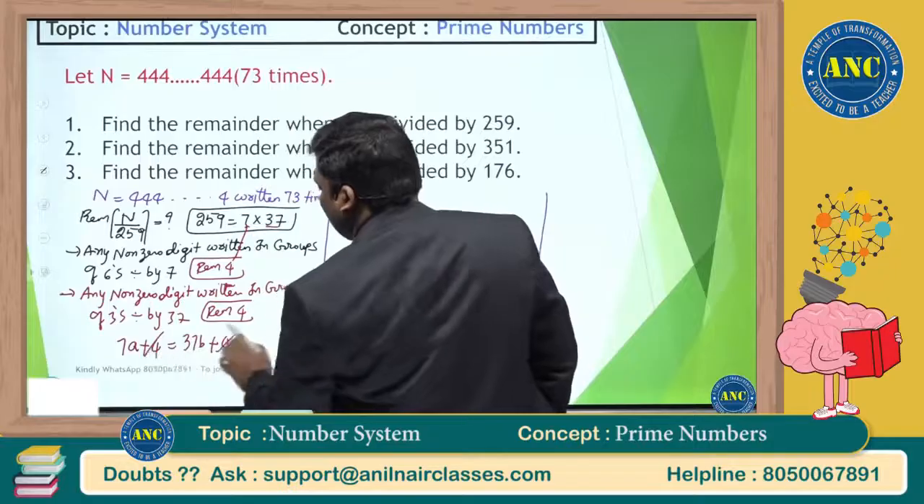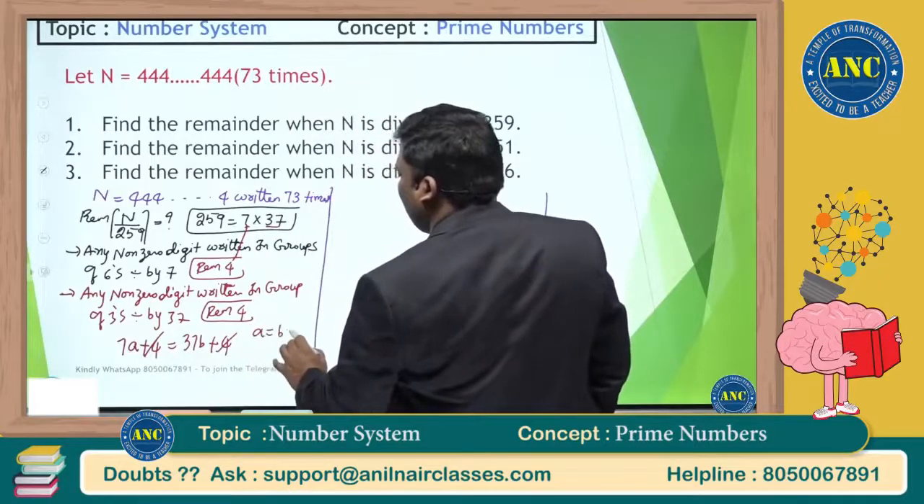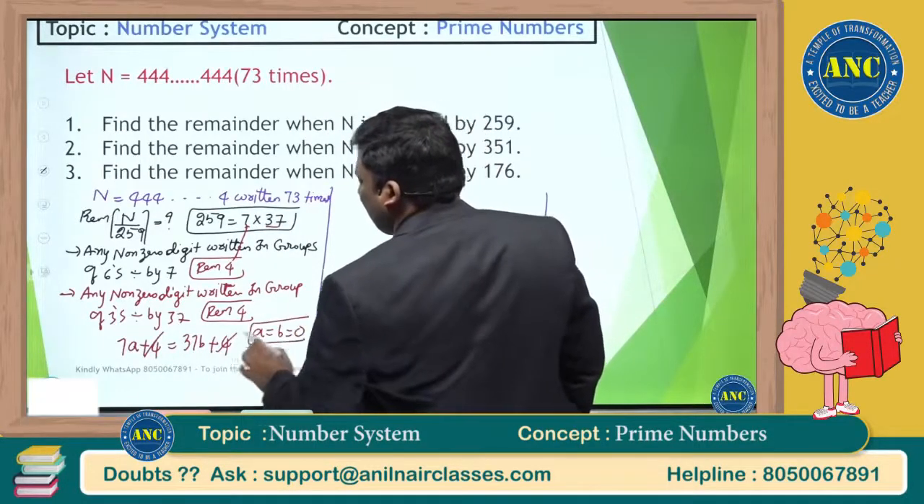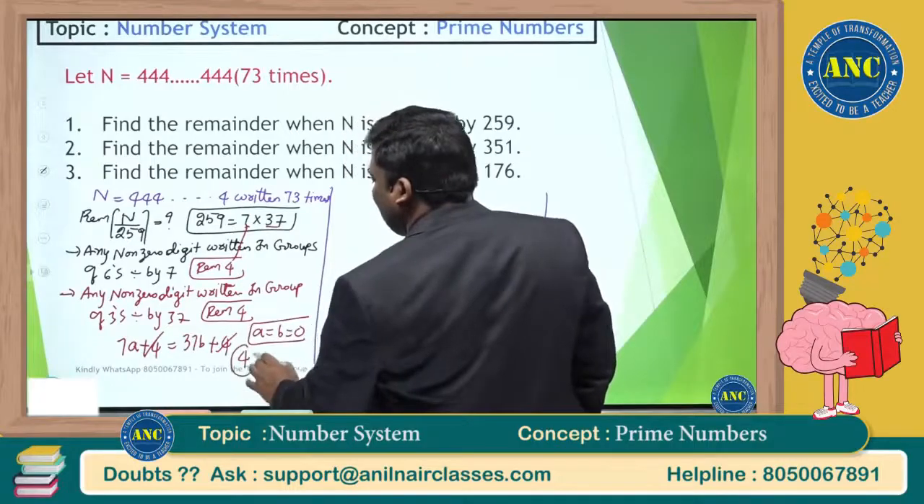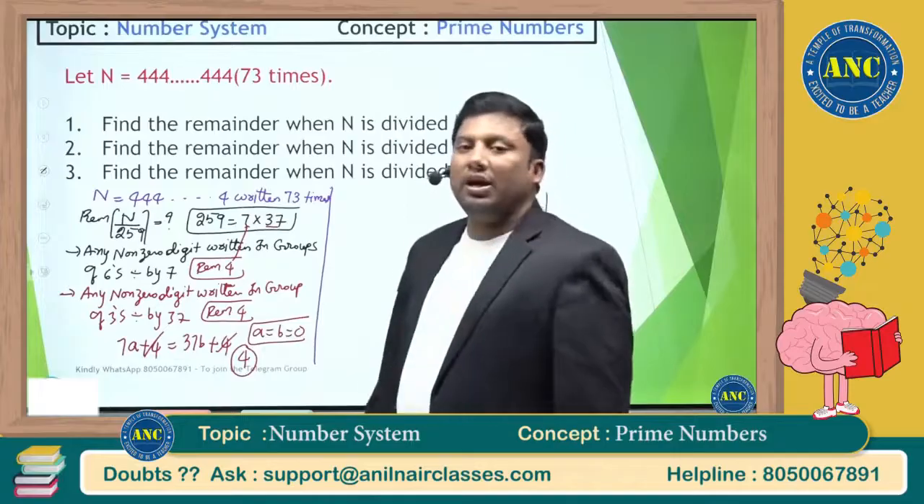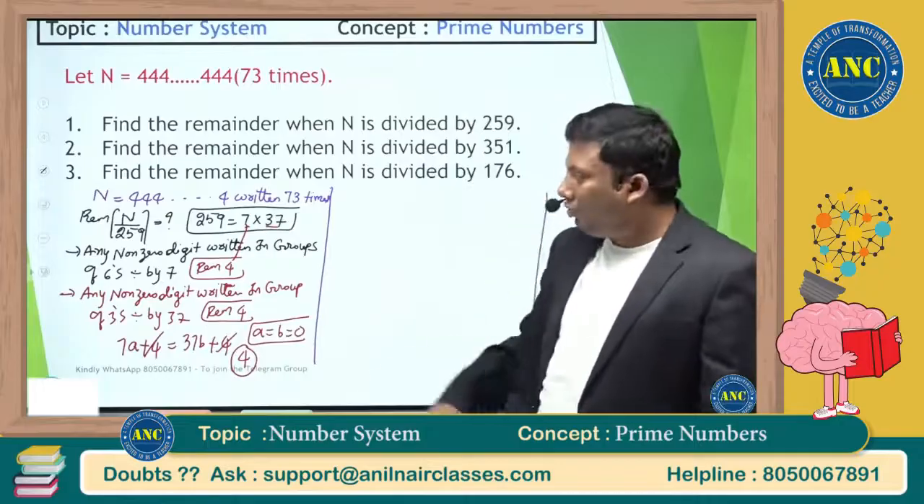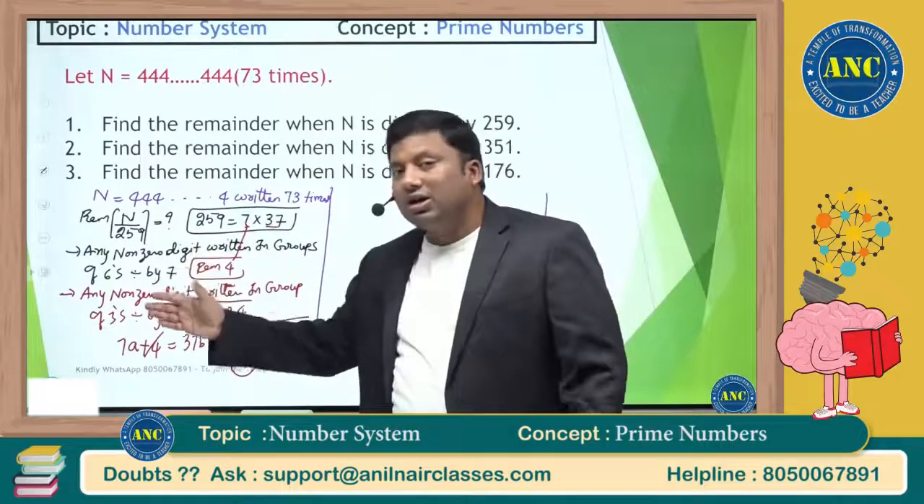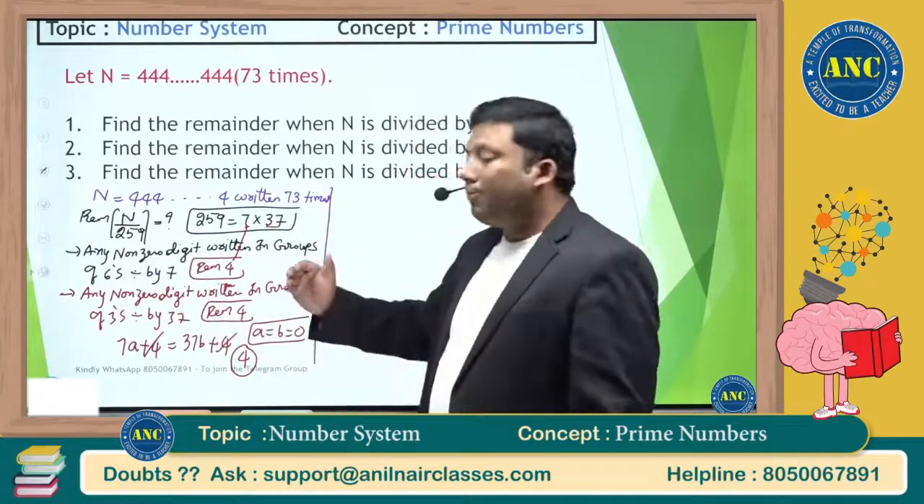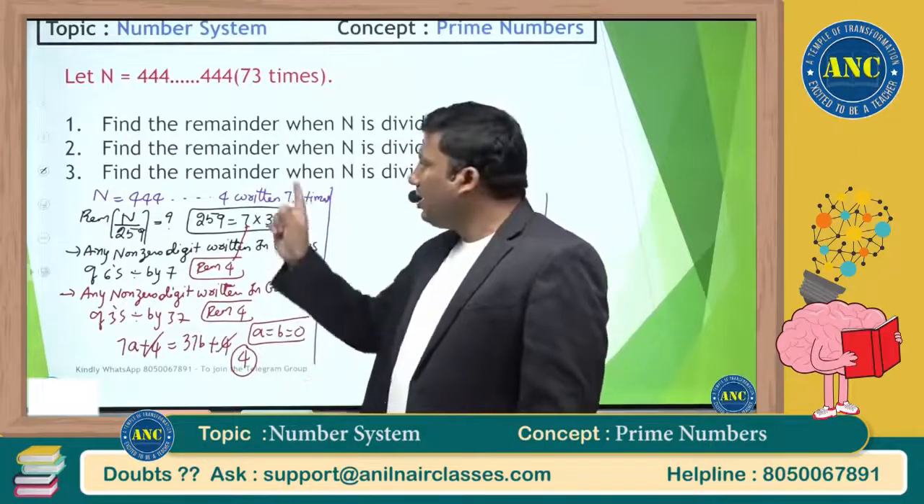The lowest possible is when A and B both are zeros: 7 into 0 plus 4 or 37 into 0 plus 4. Remainder will be 4. These are the two important key points you should know. Thereby you can say the answer in seconds.